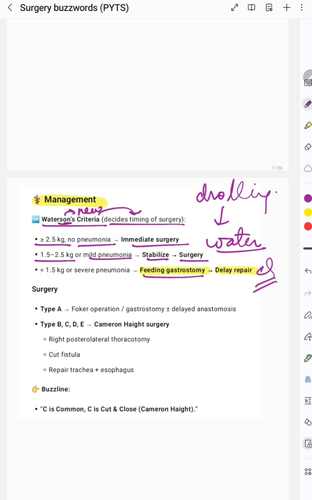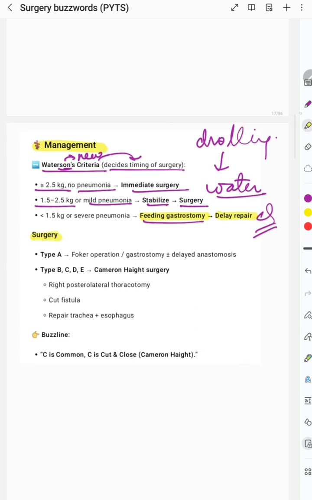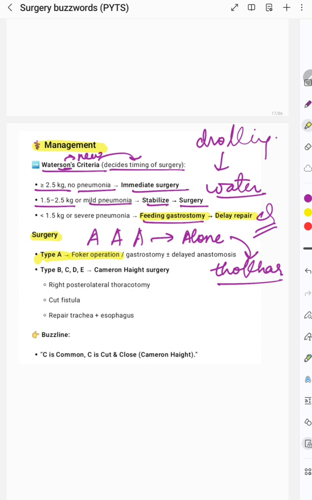So this is the examiner's favorite point they can ask. If they are specifically asking about the surgeries, so for type A, what is it? Type A is atresia alone. So whenever somebody is alone in their life, everybody kicks them, we say in Hindi, सब ठोकर मार जाते हैं जब कोई इंसान अकेला रह जाता है. So by this we can remember, ठोकर, the operation name is Fokker.